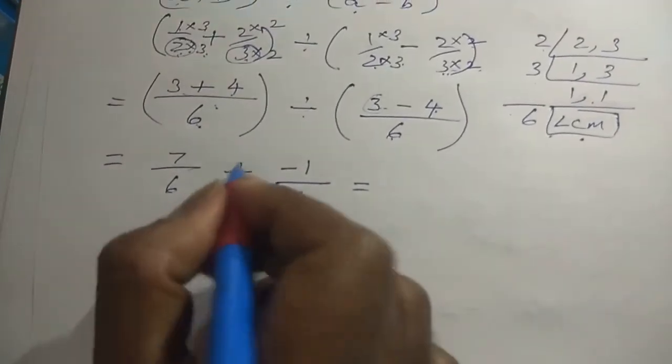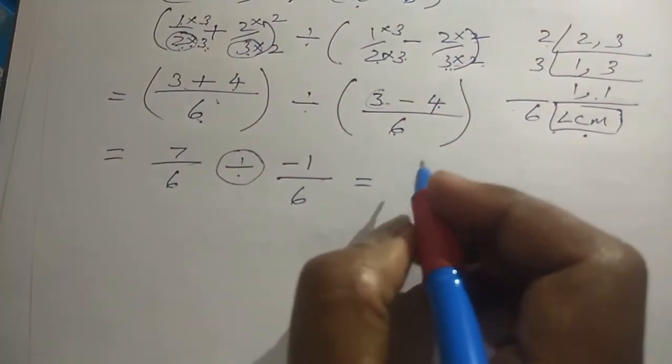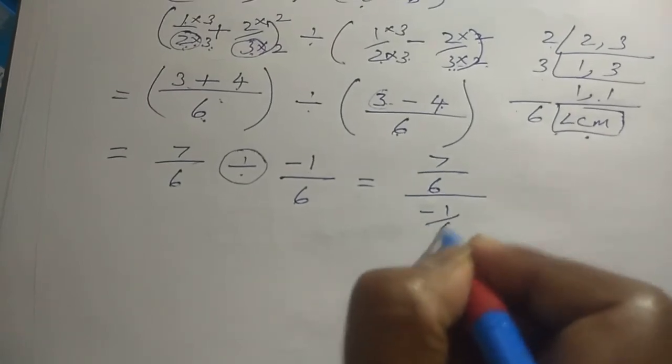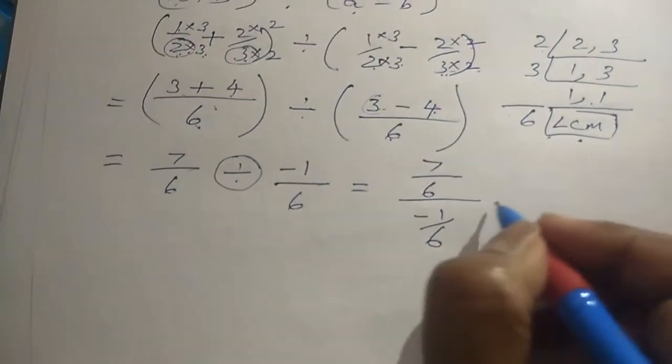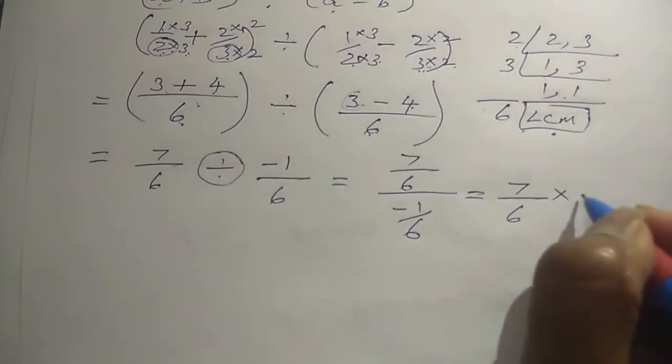So here we have a division sign, right? We have to divide, so it is 7 by 6 divided by minus 1 by 6. As I already told you, we can go with the reciprocal method here. So it is 7 by 6 into, what is that?